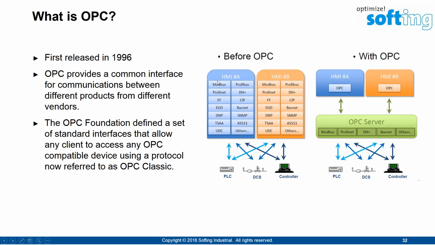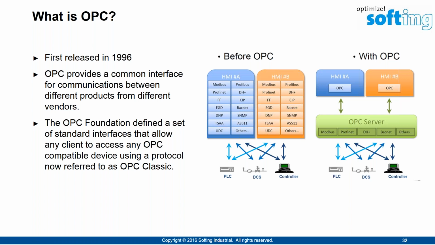The first release of the standard came out in 1996, and soon after its release, the OPC Foundation was formed to maintain the standard. Now, OPC is a client-server technology that was designed to provide a common interface for communications between different products from different vendors.